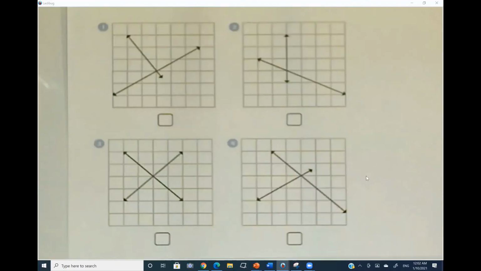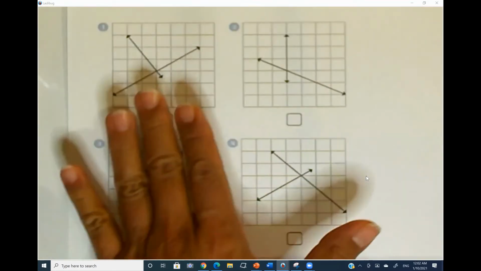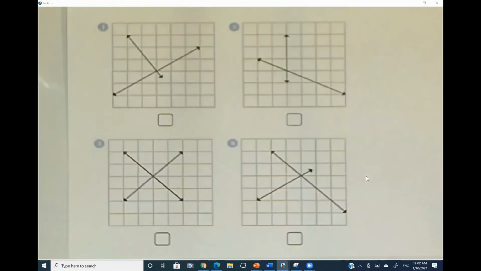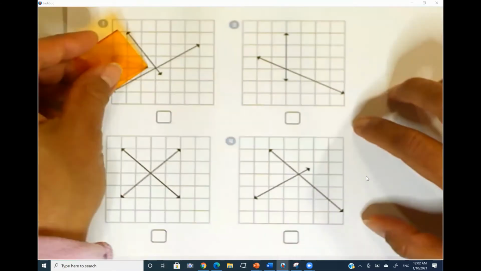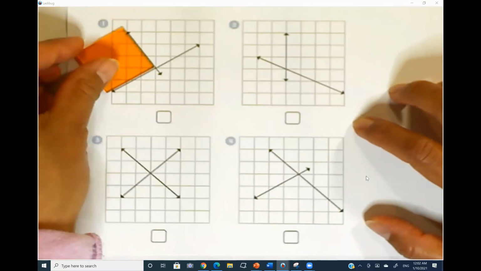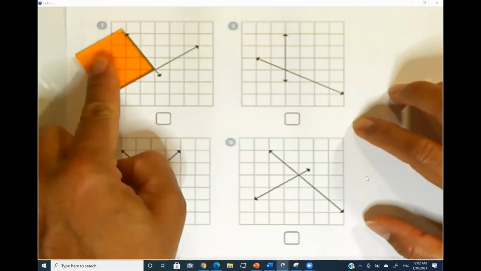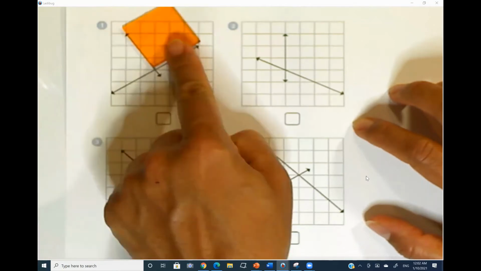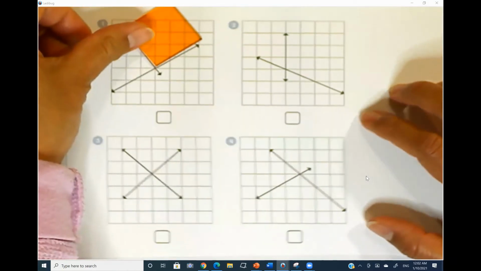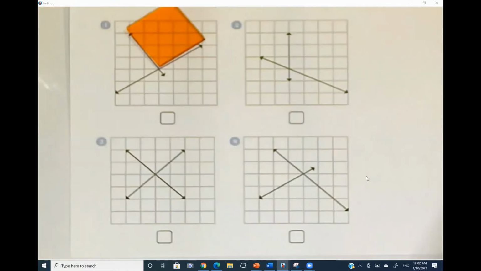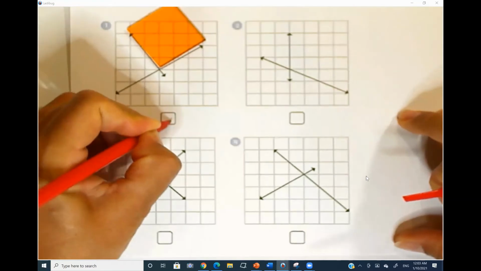Let's find the perpendicular lines in these shapes. We have four shapes here, and we're going to try to find the ones that have perpendicular lines. So I'm going to use a square, and if I can fit it perfectly in the corner here, see, it's touching both sides of the square, I go to the other side and the same happens, then I can tell that this is a perpendicular line. So I can mark it, telling these are perpendicular lines.